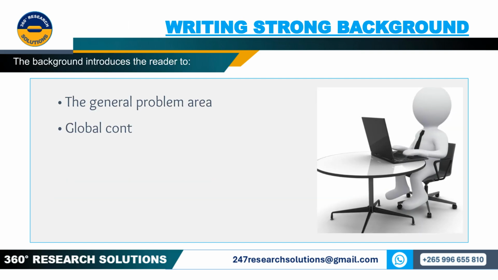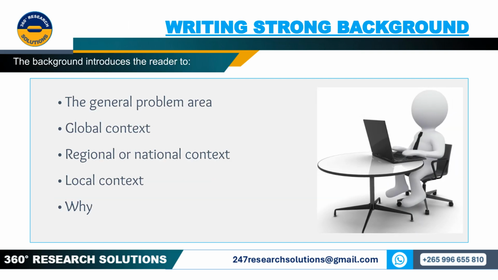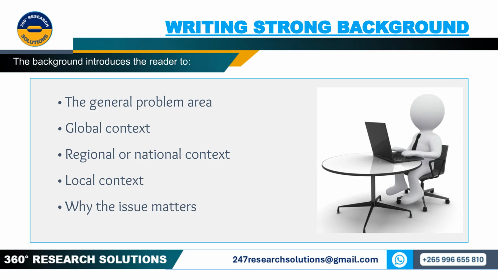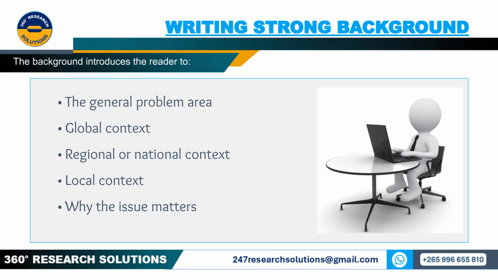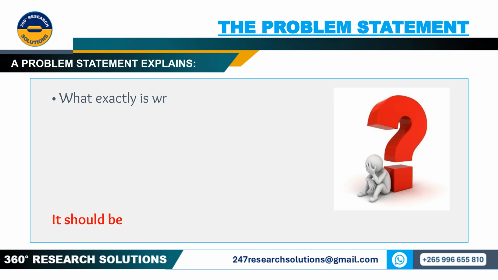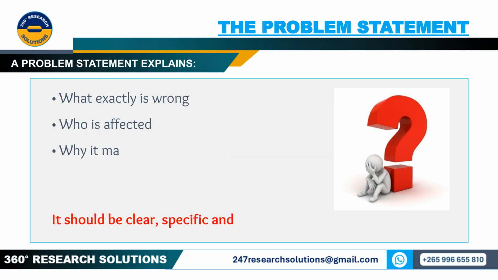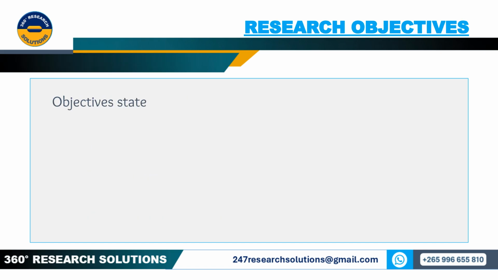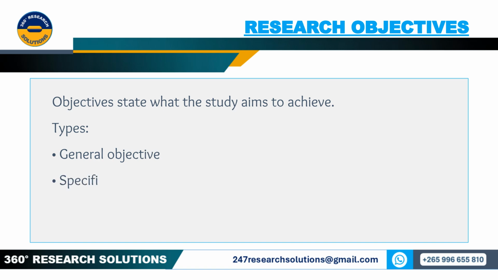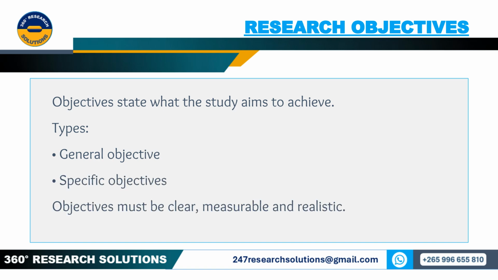A strong background introduces the general problem area, provides global, regional, and local context, and explains why the issue matters. The problem statement explains exactly what is wrong, who is affected, why it matters, and what knowledge is currently unknown. It must be clear, specific, and evidence-based. Research objectives state what the study aims to achieve. They are typically split into general and specific objectives and must be clear, measurable, and realistic.